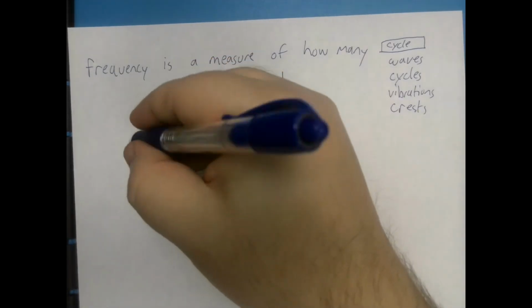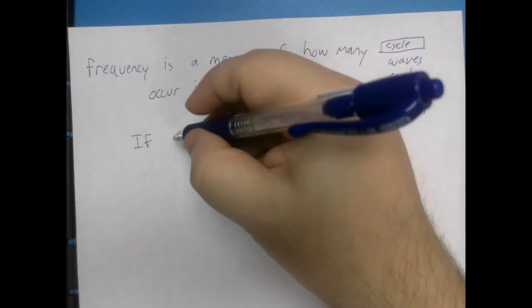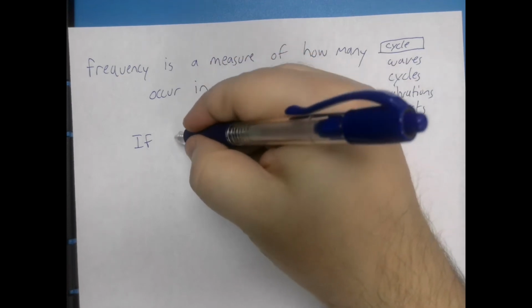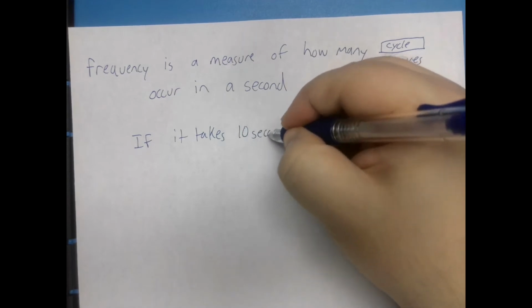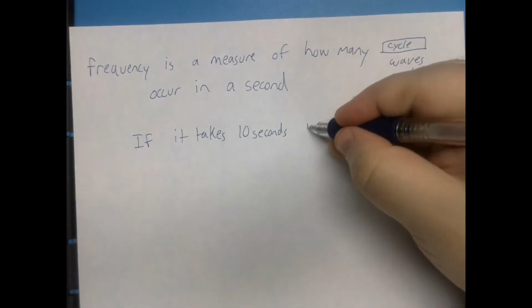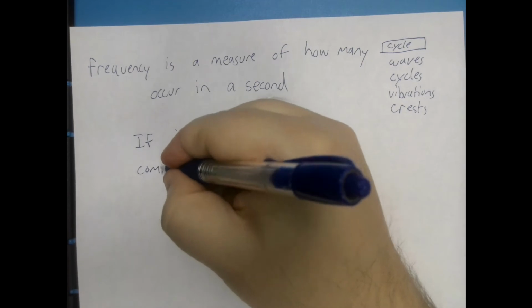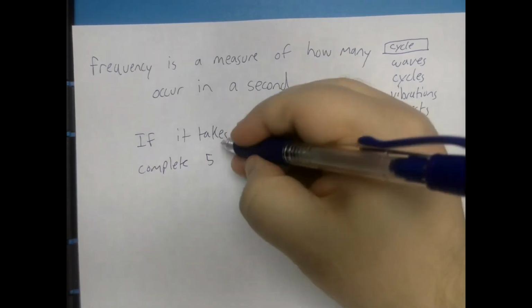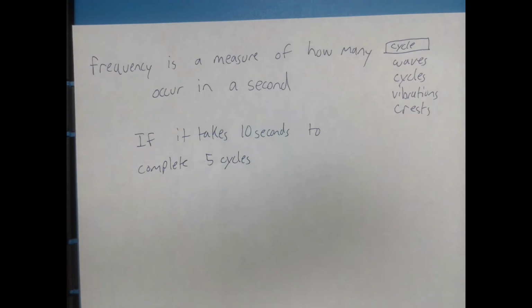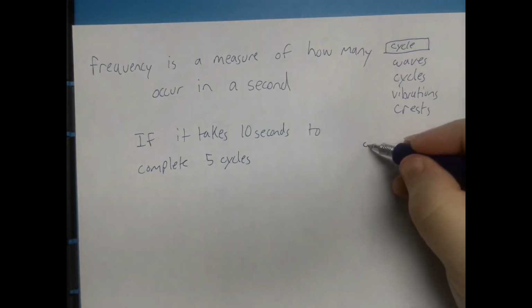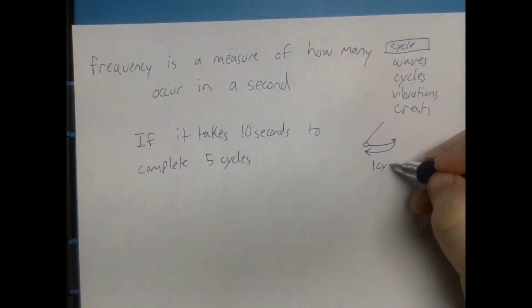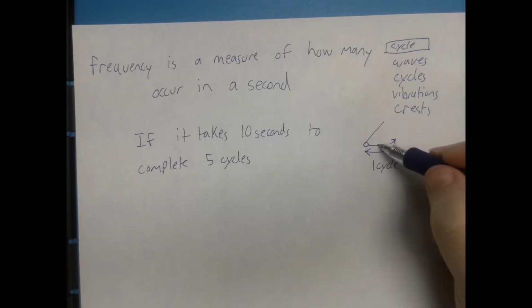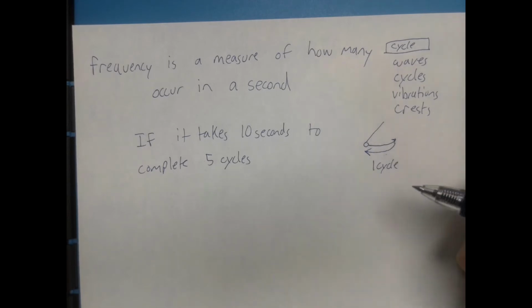So for example, if it takes 10 seconds to complete 5 cycles, so for example, we have a little swing. It'll go over here, then it'll bounce back. This will be 1 cycle. So the time it takes to swing over and swing back is 1 cycle.